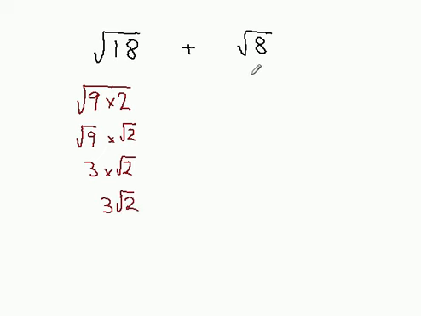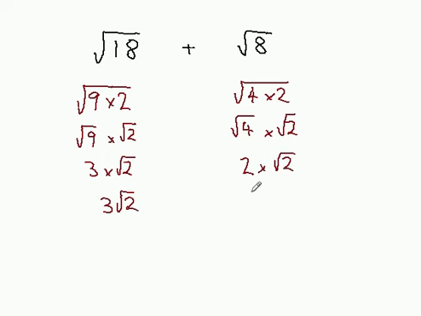Now this one over here, root 8, is obviously 4 times 2. And again, once we've got that, it's just a matter of splitting it up into the root 4 times the root 2, and that becomes 2 times root 2, which becomes 2 root 2. Now there's a plus in the middle here, all the way down. We haven't used that yet. We can use that now. 3 lots of root 2 plus 2 root 2 is 5 root 2.